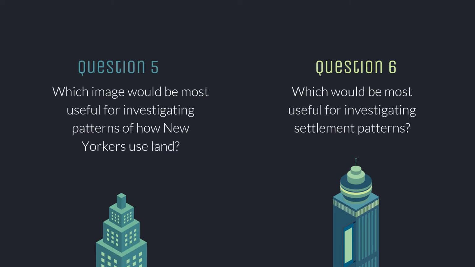For question 6, which image would be most useful for investigating settlement patterns? So where is there more of a dense population? Is it near certain geographical markers? Is it near something consistently? Is there an image that tells you that too? So you're looking at specifically the pattern that they're settling in.